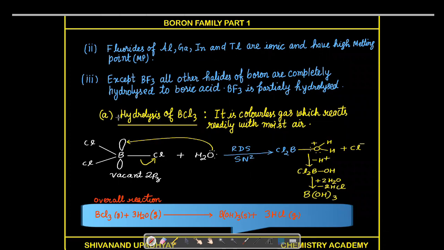Suppose we are discussing other than BF3. Suppose I am talking about this BCl3. In this BCl3, we can see that it has a vacant p atomic orbital, and the back bonding is less because of 2p pi and 3p pi, so this is electron deficient, and it has a leaving group. I can take any one of them as the leaving group, right?